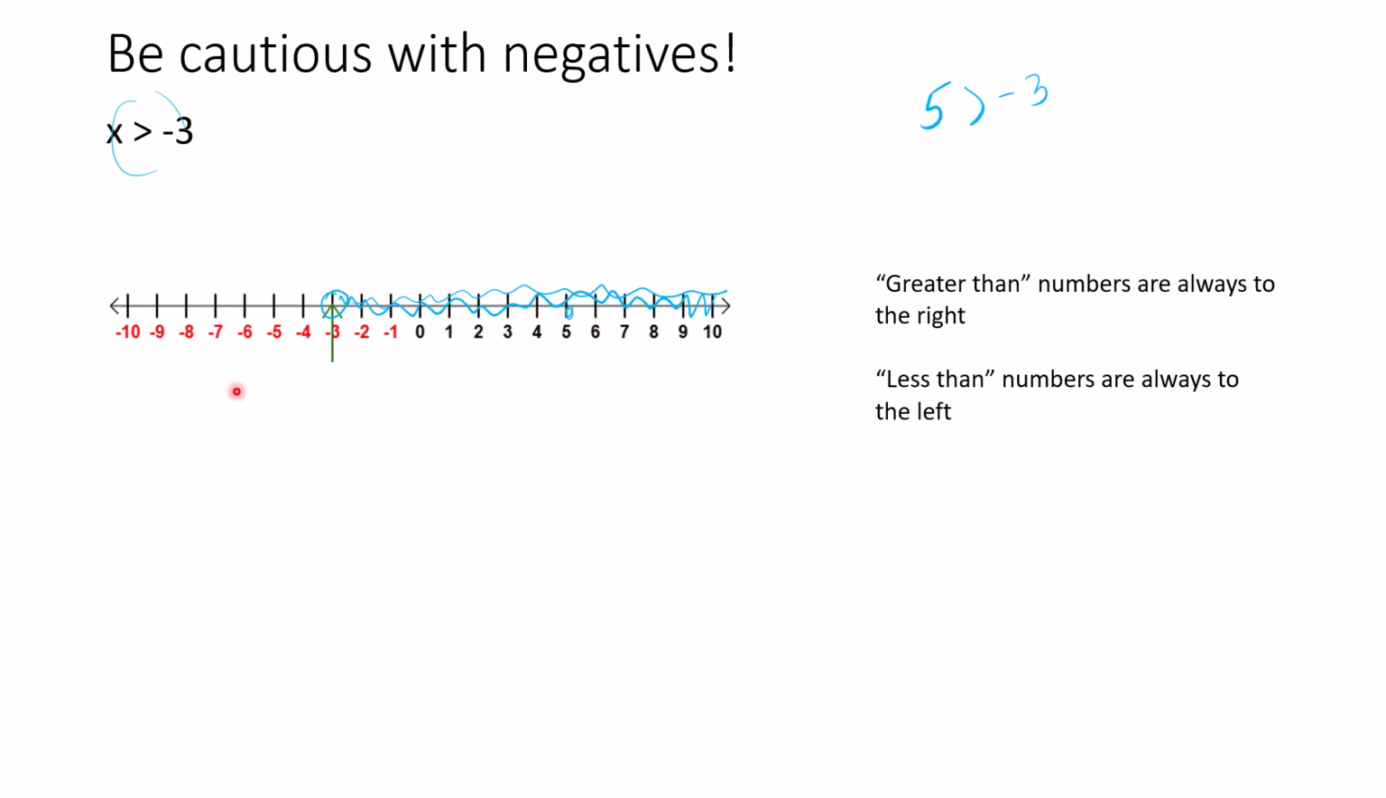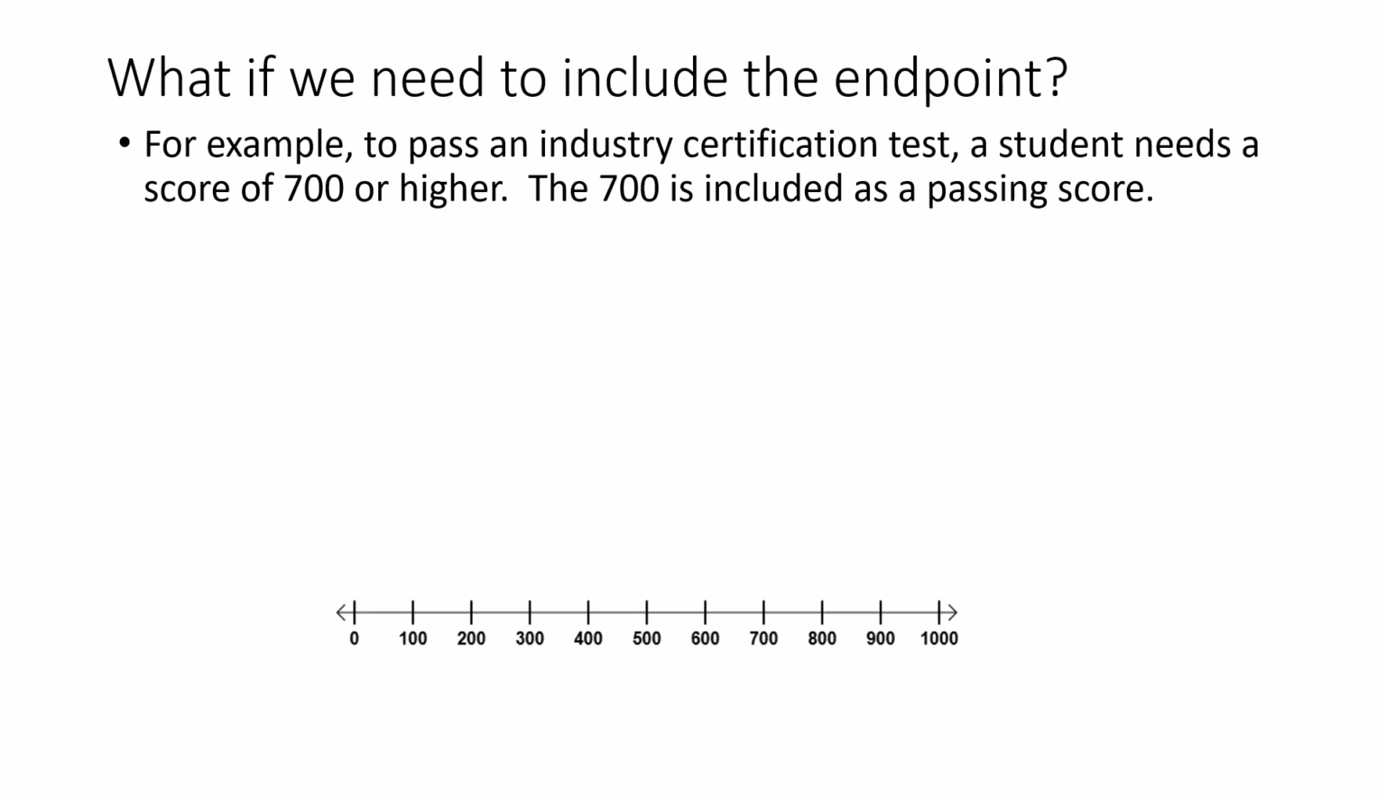The negatives kind of mess with our brains a little bit, but it's still true that as you move to the right, they are bigger, and to the left, they are smaller. All right, now what if we need to include the endpoint?